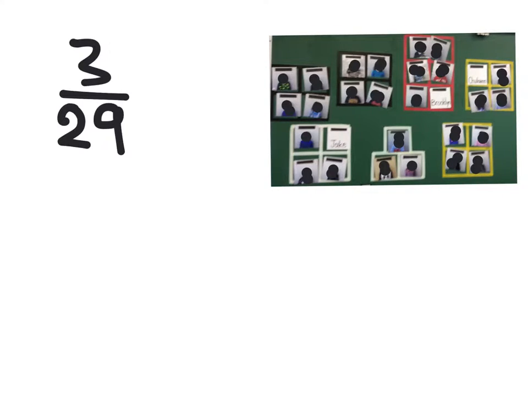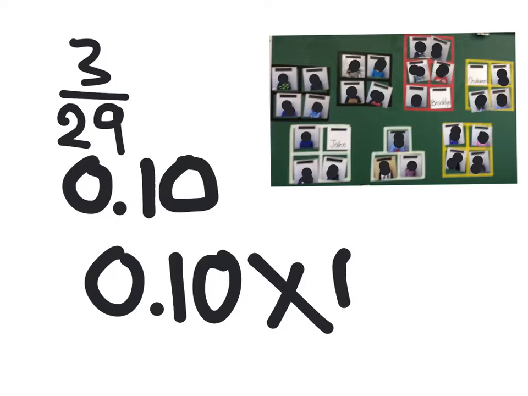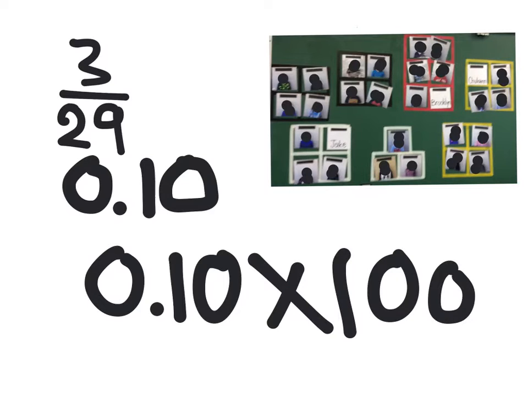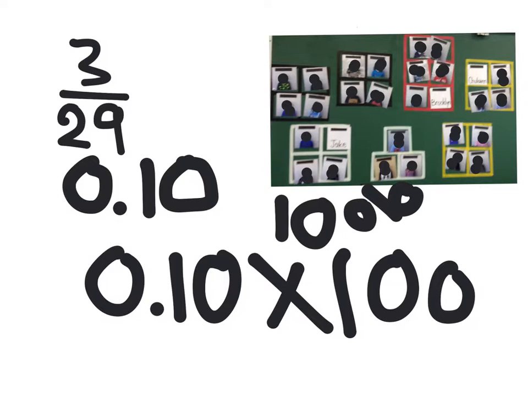Today I'm going to be showing you how to find the percentage of people that are not here today. So the first step is 3 over 29. That equals 0.10. And then you times 0.10 by 100, which equals 10%. And there's your answer. 10% of the kids are not here in the class. Hope you like this video.